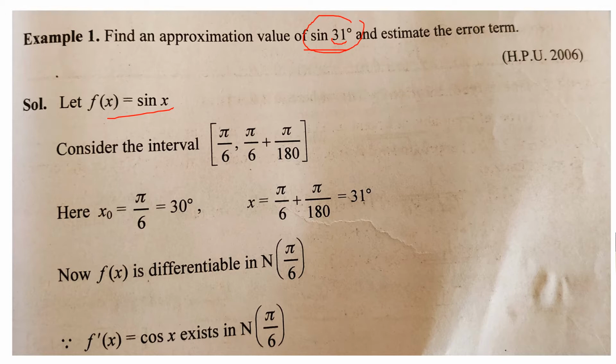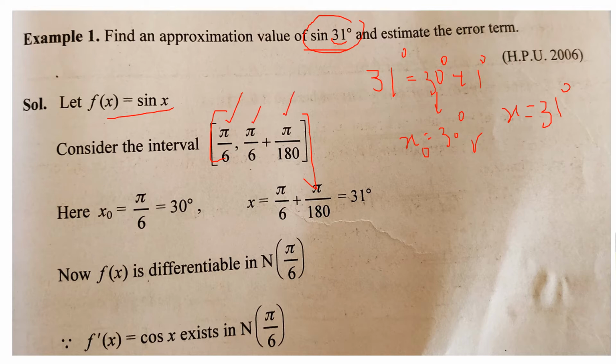We can write 31 degrees as 30 degrees plus 1 degree. So I will take x0 = 30 degrees, and I will take x = 31 degrees. So I will define the interval x0 to x. Here x0 is 30 degrees, that is π/6, and 31 can be written as 30 degrees plus 1 degree. And we know that π/180 is 1 degree. So I have defined the interval.